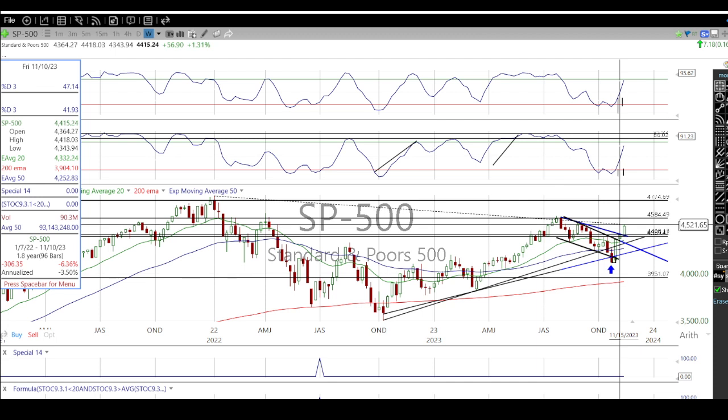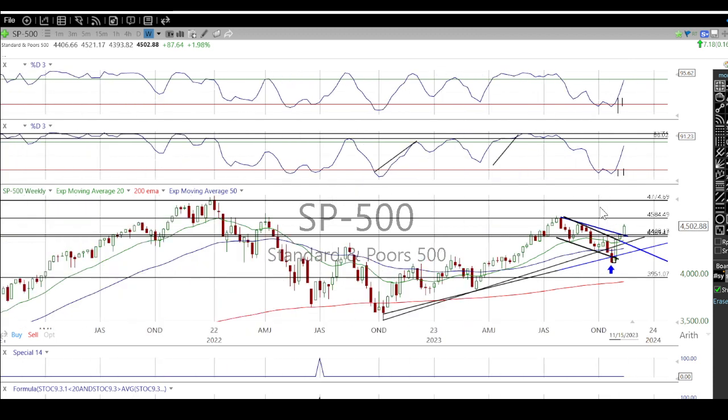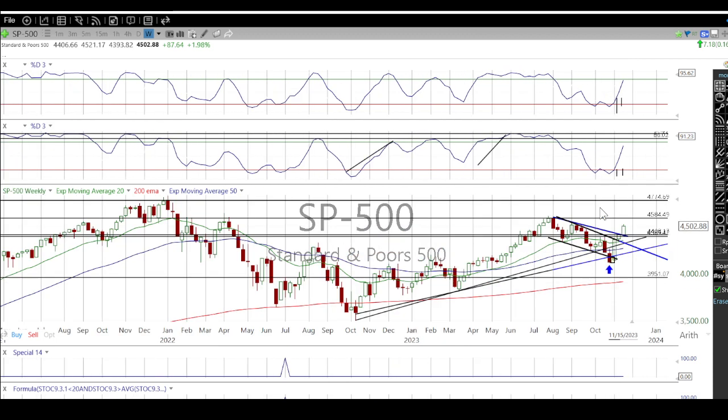Now, if we look at where we are now, we're only 6% off all-time highs, and that's really big. I mean, markets have been strong, and we're coming into a very bullish time of the year.